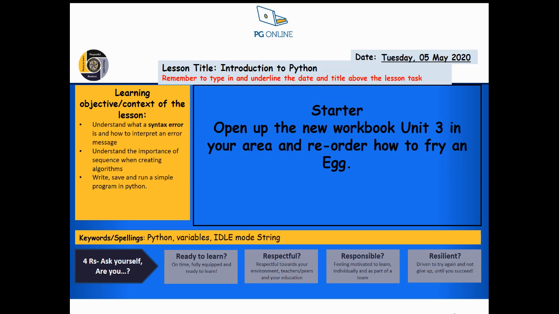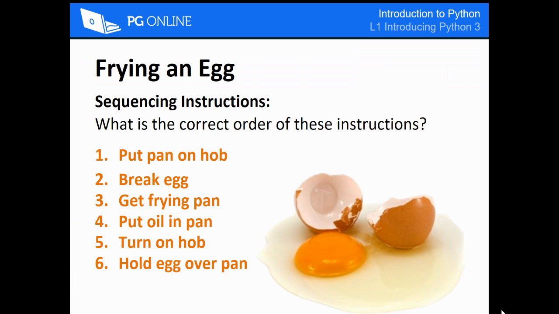Your first task today in your new Google workbook is to try and reorder how to fry an egg. I want you to put all these instructions into the correct order. Think about what things you should do first and what things you should do last. For example, I wouldn't turn on a hob after I break an egg, would I? So think about that and attempt the activity on your first page in your workbook.